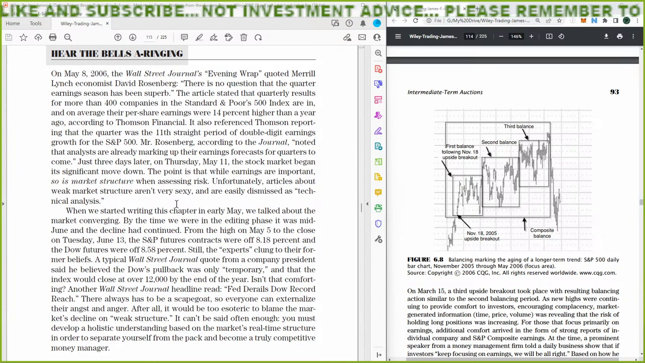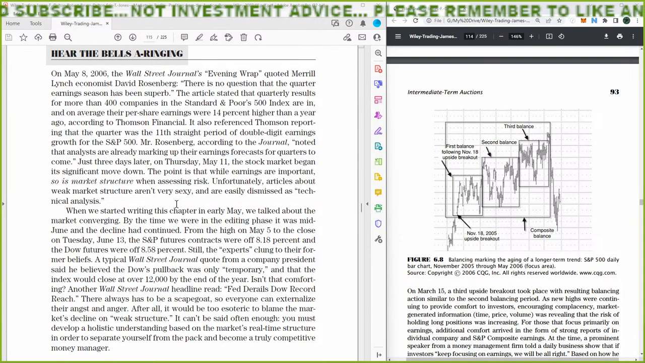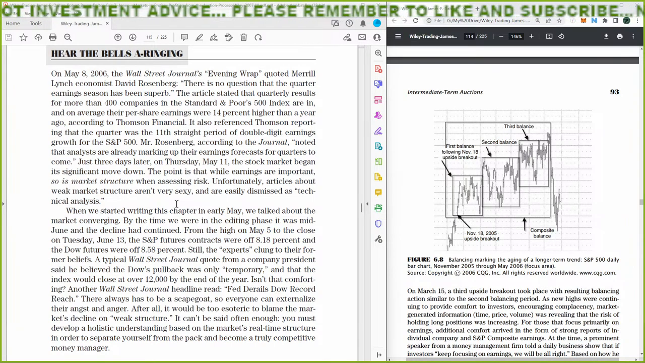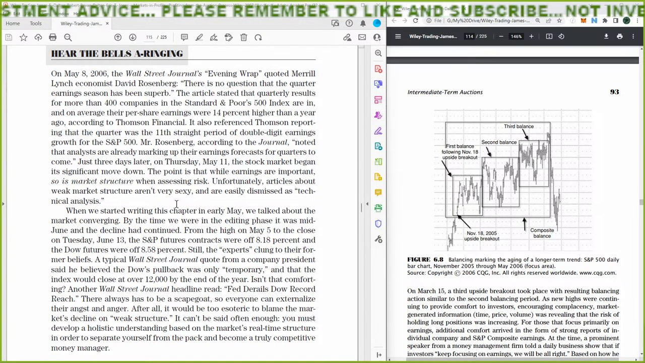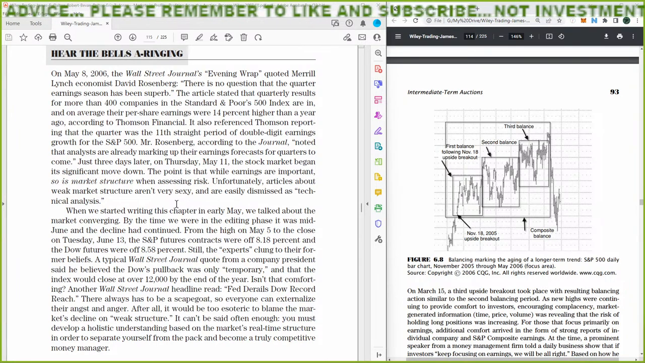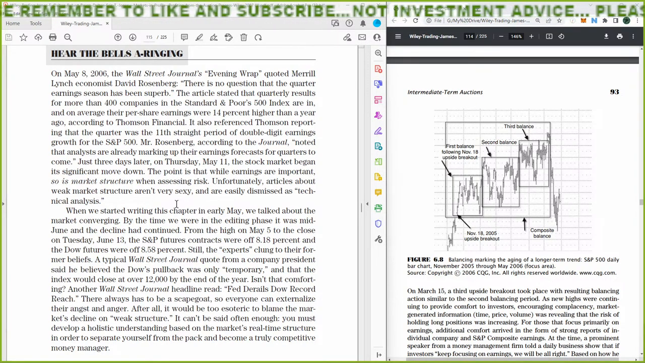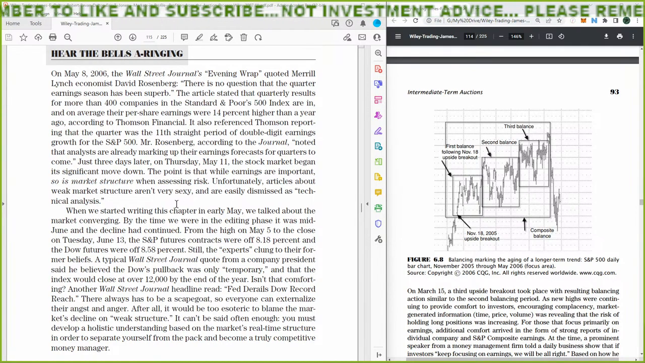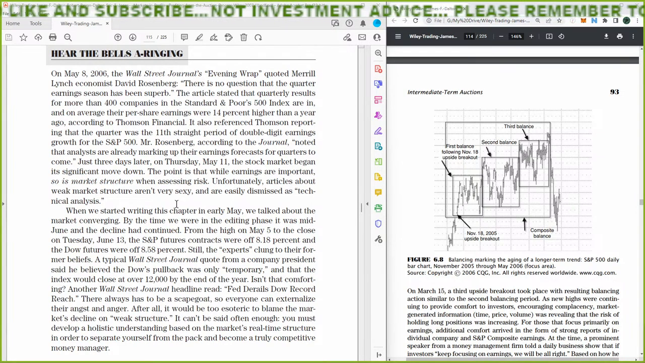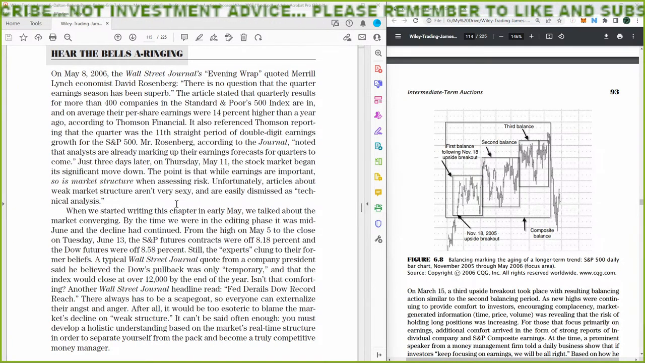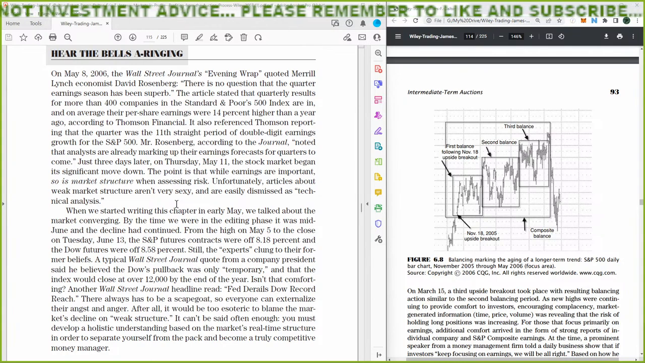When we started writing this chapter in early May, we talked about the market converging. By the time we were in the editing phase, it was mid-June and the decline had continued. From the high on May 5th to the close on Tuesday, June 13th, the S&P futures contracts were off 8.18% and the Dow futures were off 8.58%. Still, the experts clung to their former beliefs.